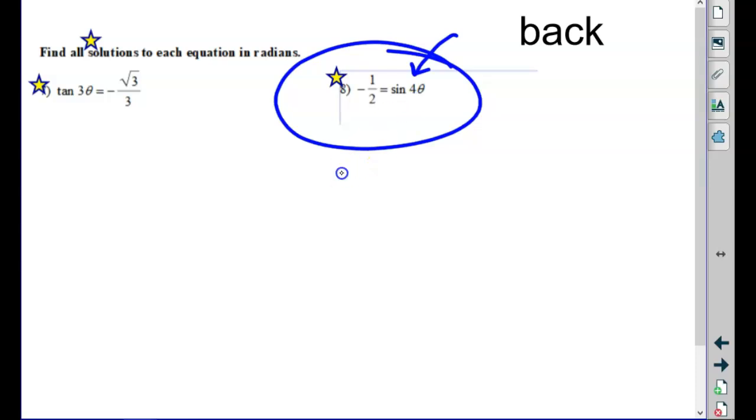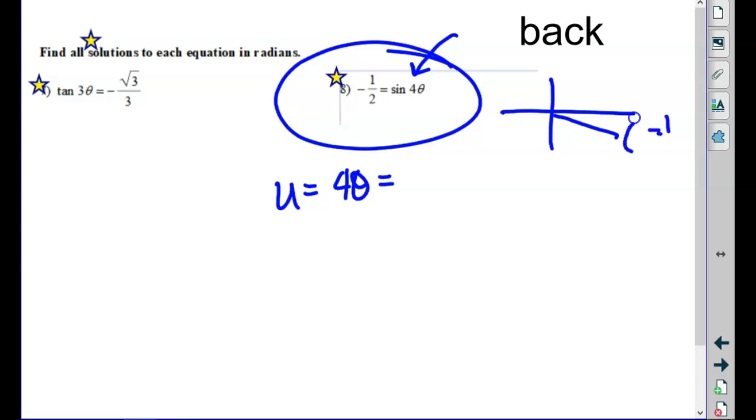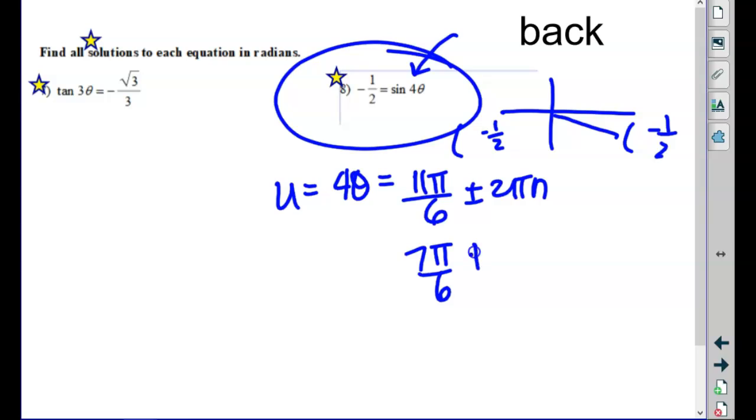So you ignore that 4 for a minute and you say 4 theta, whatever it is, call it U if you want, is, where's the sine negative 1/2? So the sine is negative 1/2. It's what? 11 pi over 6 and plus or minus 2 pi n. Don't forget that.